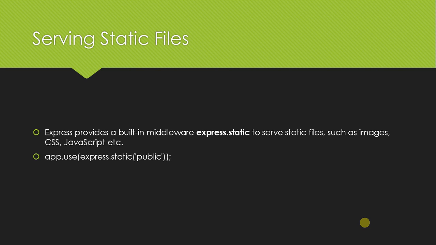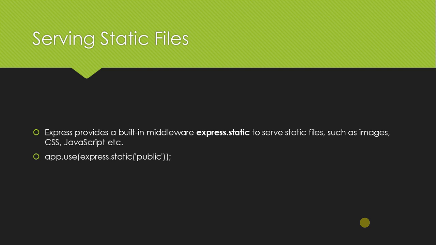Serving static files. Express provides a built-in middleware called express.static to serve static files such as images, CSS, JavaScript, etc. We can use the syntax app.use(express.static) and pass the folder name. You simply need to pass the name of the directory where you keep your static assets to the express.static middleware to start serving the files directly.